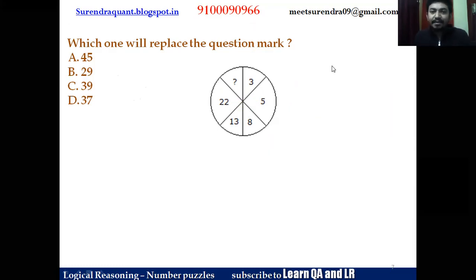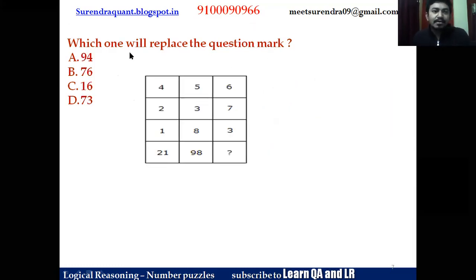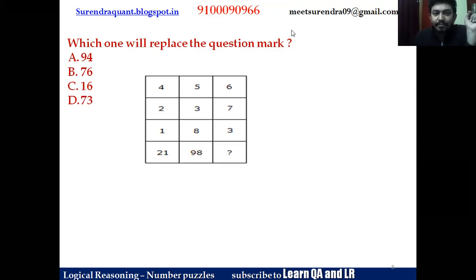Next puzzle, next idea. Which one will replace the question mark? So many of us will confuse with this typical numbers placed in a square box or rectangular box. First idea is multiples, additions, squares, cubes. When you see the squares here, 4 square is 16, 2 square 4, 1 square 1. But unfortunately, the sum of all this will give the number at the bottom. That satisfies, right? 8 square is 64, 3 square 9, 5 square 25.